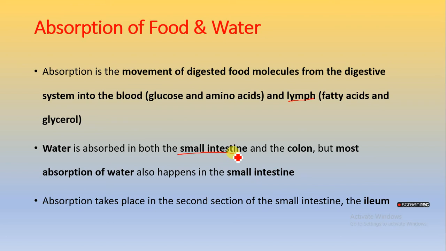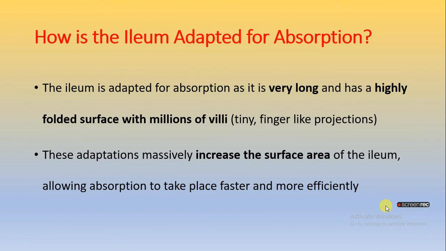However, absorption of food takes place in the second section of the small intestine, which is called the ileum. So absorption takes place in the small intestine part which is called the ileum. So if you remember ileum for absorption, good and fine. If you remember small intestine, you still get your mark for absorption of food. This is key stage 3. If we're looking at IGCSE biology, then you have to be extremely specific. Now, how is the ileum adapted for absorption? It's simple. Sorry about that.